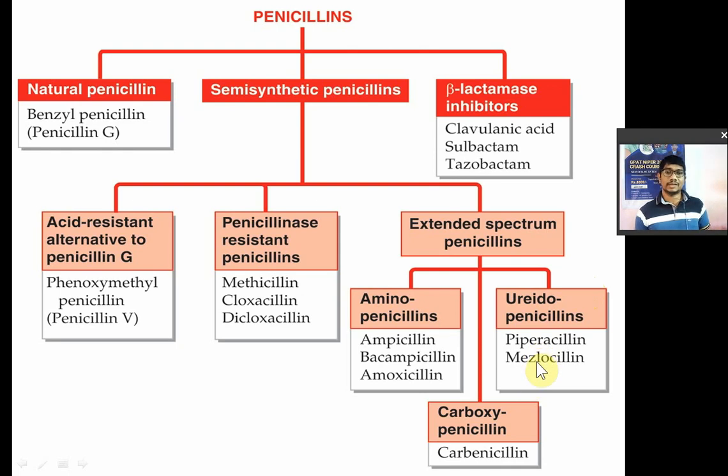Piperacillin, mezlocillin, and azlocillin. These are the extended spectrum penicillins. Third class in the penicillins is the beta lactamase inhibitor. So what will this beta lactamase inhibitor do? Beta lactamase is an enzyme that bacteria produce, and that breaks down the beta lactam ring. That opens the beta lactam ring and makes penicillin ineffective.